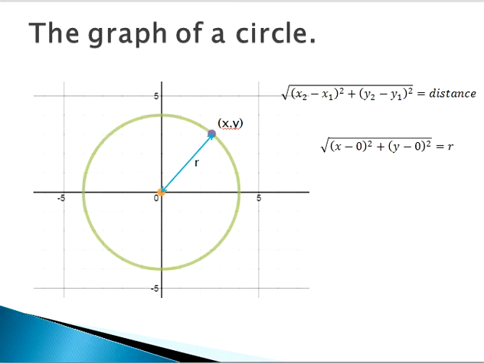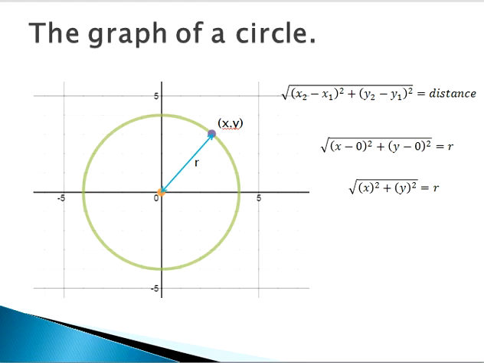All right, let's plug it in. In this case, our point is x. We see x is our second x value, and our first x value is 0 because that is the origin. Then the y values: the second y value is just y because that's the point that we chose, and the first is 0 because that is the origin. And the distance is r, that radius that we are looking for. Then if we simplify, we get the square root of x squared plus y squared, because x minus 0 is just x, and y minus 0 is just y.